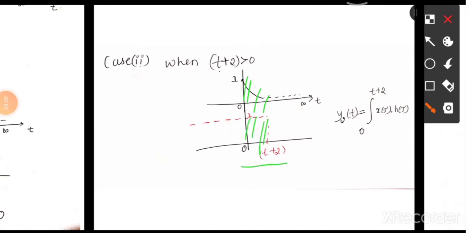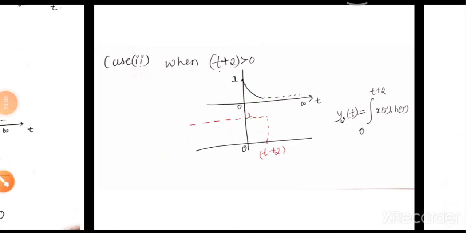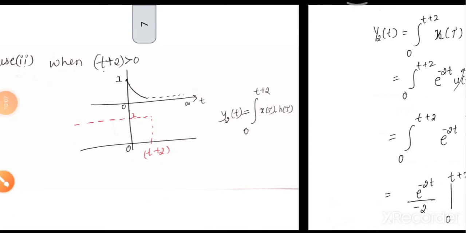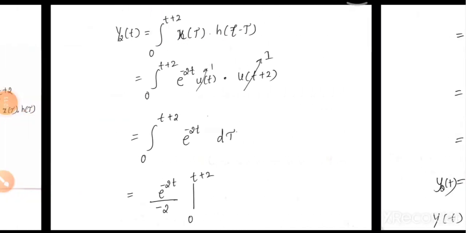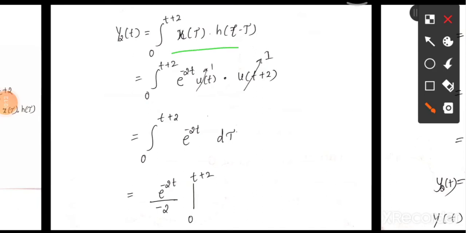Okay, that is between 0 to t plus 2. So integrate x of tau into h of tau. So take that h of t into x of t into h of t. What you are taking is h of tau is e raised to minus 2t into u of t, into h of t is u of t plus 2. This we have seen in the numerical.